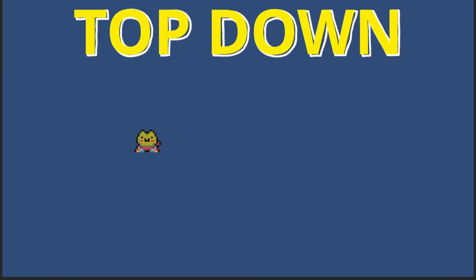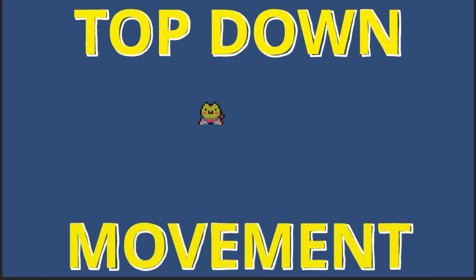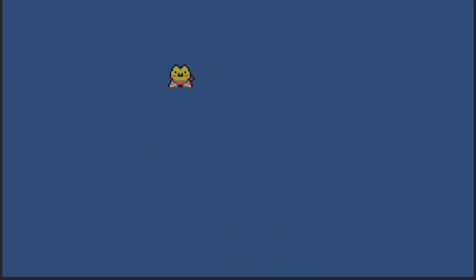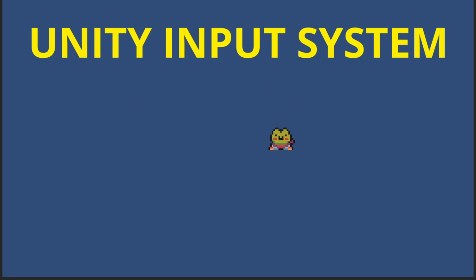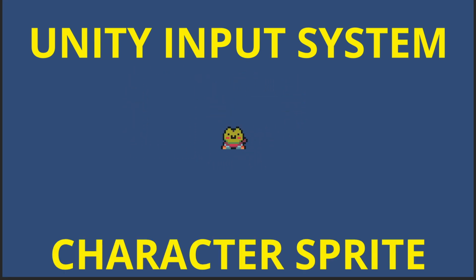By the end of this video, we're going to get this little froggy running around the screen. Maybe not this fast, but pretty fast. We're going to be using Unity Input System. We're also going to look up setting a basic little sprite for our character. Cool, let's take a look.